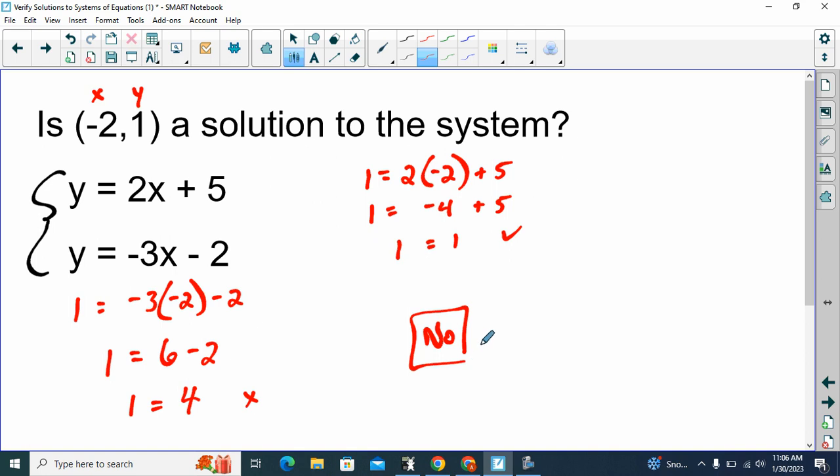On a problem like this, if this is on a test or a quiz, or on the homework, just putting yes and no is not going to give you any credit. You have to show your work. You have to verify if it is a solution or not with the appropriate work.